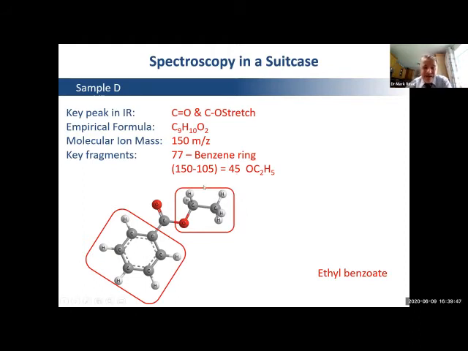Another fragment here is a fragment of 45. That in the lookup table is an OCH2CH3 fragment. We know there's a carbonyl, so we can kind of join this together using all those different bits of information. Eventually we get this structure, which is ethyl benzoate, an ester. And again, if you had the sample in front of you, you would smell that kind of ester smell as well.